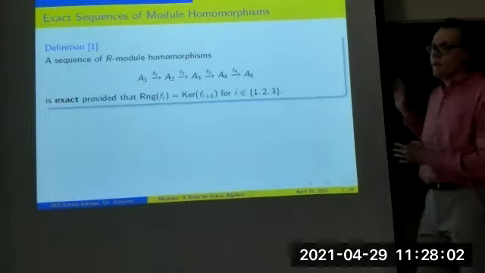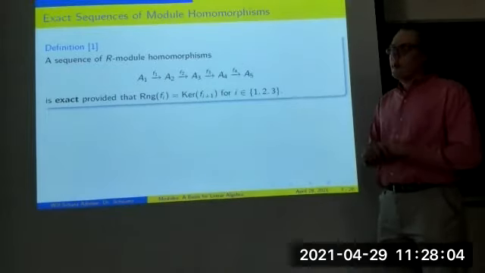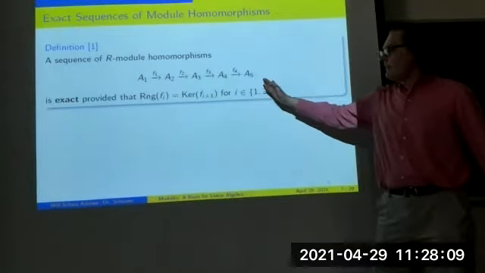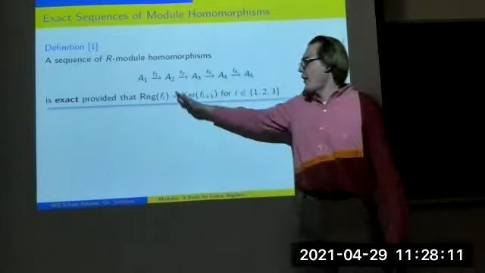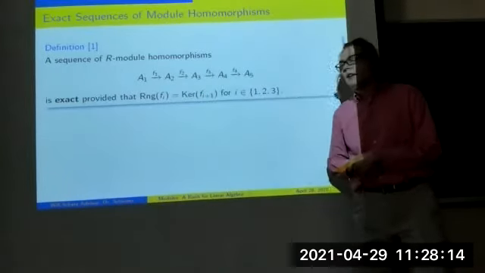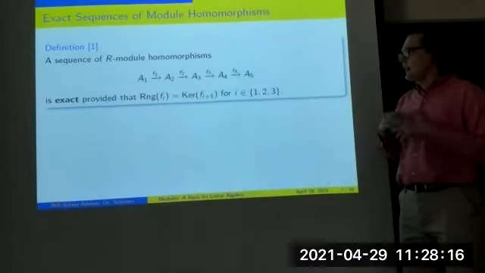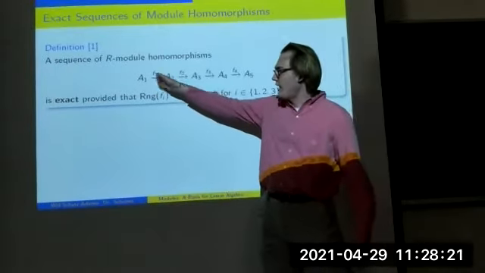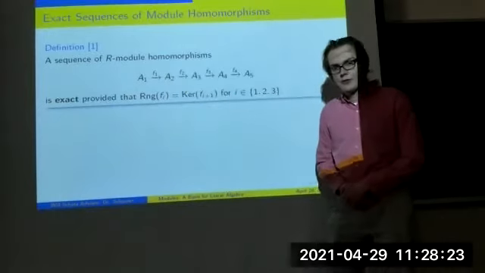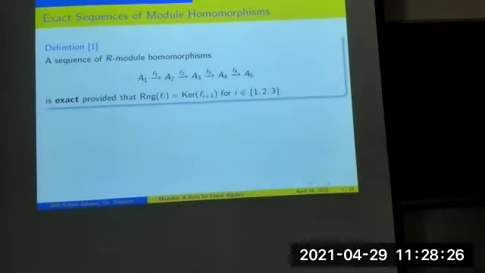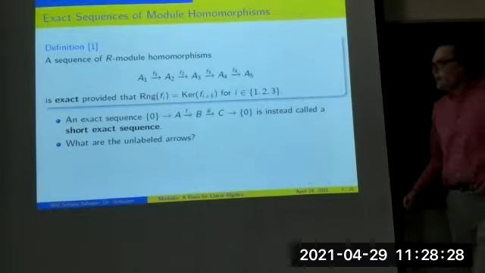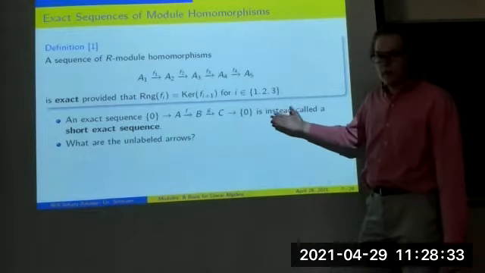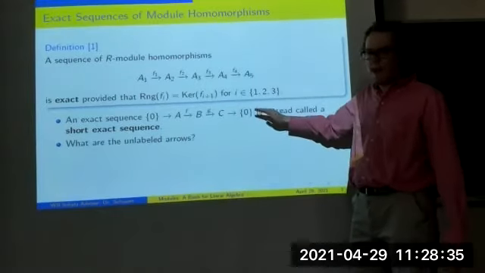So this is our most foreign definition. An exact sequence of module homomorphisms is simply 5 modules in a row, all over the same ring R, with homomorphisms going between them. And we say it's exact when, if we take any homomorphism in the sequence, its range is the kernel of the next homomorphism in the sequence. When the outer two modules are the trivial module, we say that this is a short exact sequence. And these are what we're really going to be studying here.